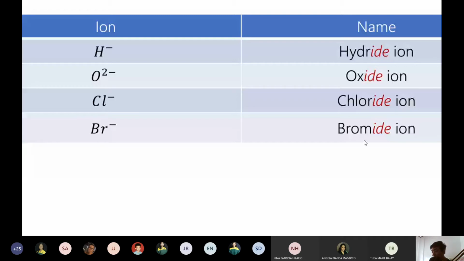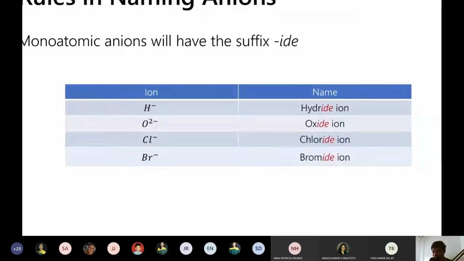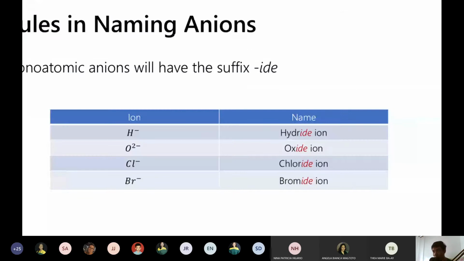Its ion name will be bromide. Again, as long as you see the ide part, that means they are anions, monoatomic anions. Isang atom lang na anion. So that's the first rule: when you see the ide, it's a monoatomic anion. The charge depends on the group number.